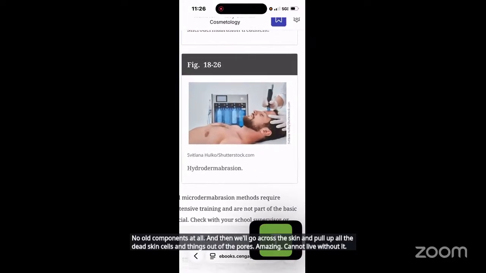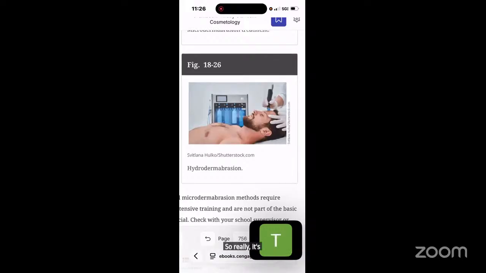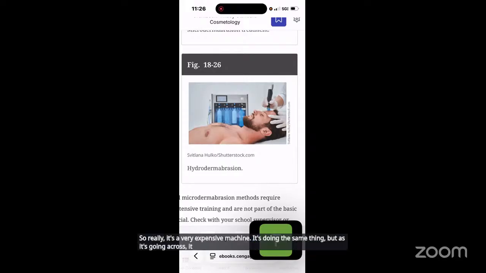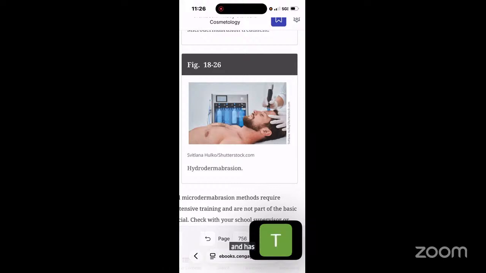Here's the hydrobrasion. Okay. They call it the hydrofacial. So really, it's a very expensive machine. It's doing the same thing, but as it's going across, it's delivering vitamins. It's delivering different premium ingredients to the skin to enhance the skin and just have an overall beautiful skin. So it is amazing. It is a beautiful machine.